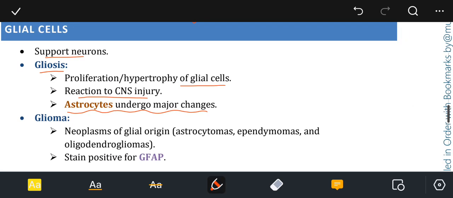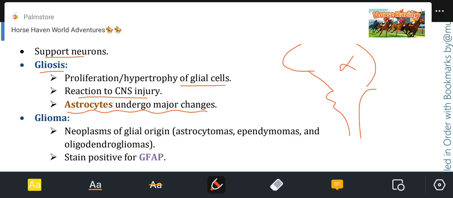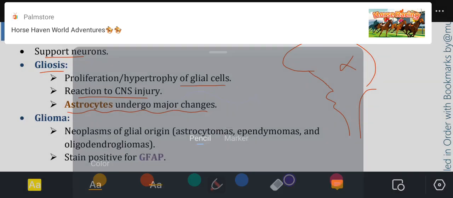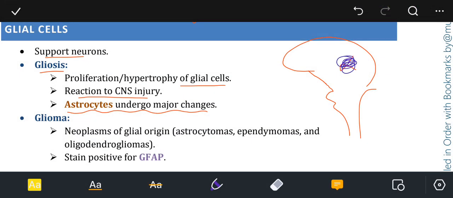So suppose this is the brain like that. If there is injury to this particular point, in this particular area the astrocytes will start proliferating, and that proliferation is called reactive gliosis. And if we do a biopsy of this scar that is found, most of the cells will be of astrocyte origin.